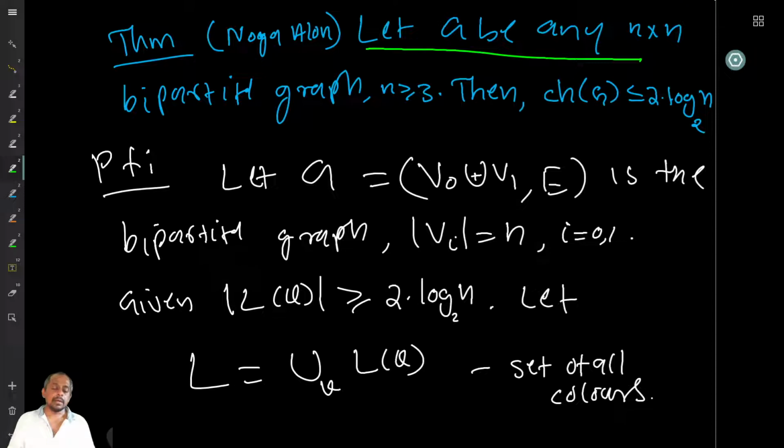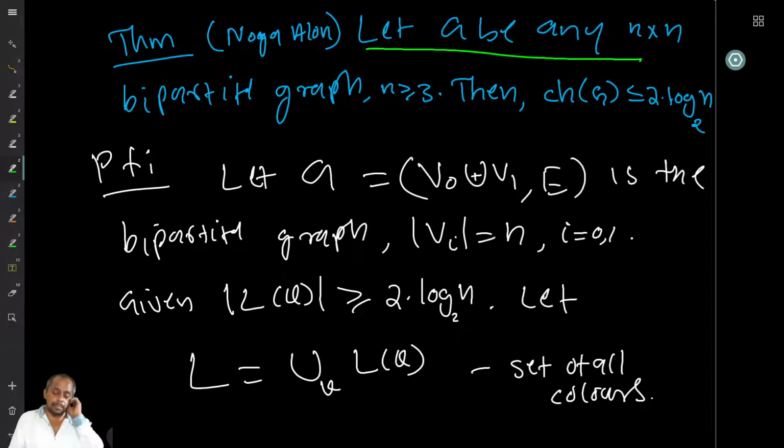The proof is as follows. You take the graph G, which has a bipartition into two sets, V0 disjoint union V1, and the edges are the edges between them. It could be any arbitrary bipartite graph, not necessarily complete. It doesn't matter. You can make it complete if you want, whatever it is.